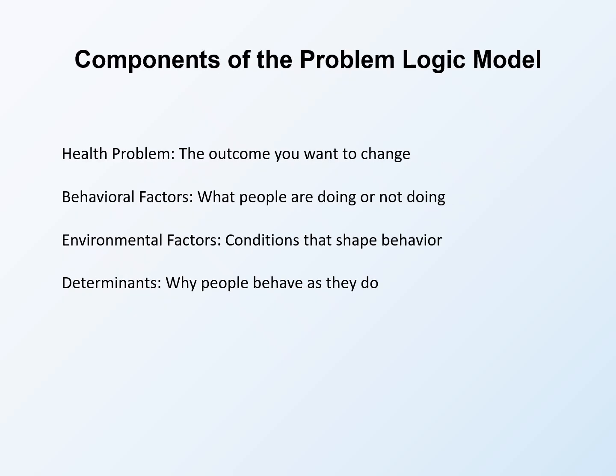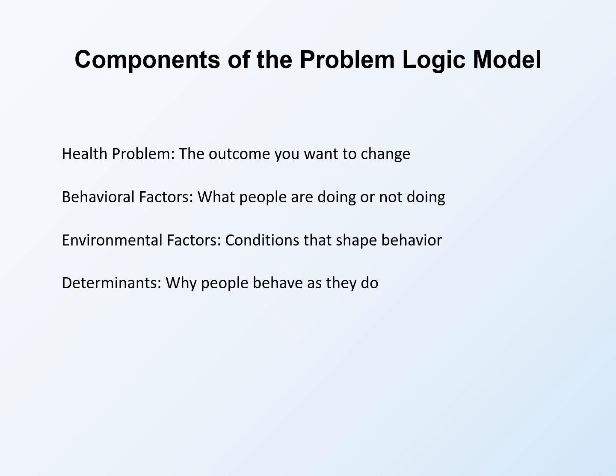Let me walk you through the components of a logic model of the problem. At the far right is the health problem, the outcome you ultimately want to change: rates of heart disease, childhood obesity, whatever it is. Moving left, we have behavioral factors. What are people doing or not doing that contributes to this problem? Not exercising, not taking medication, eating certain foods.